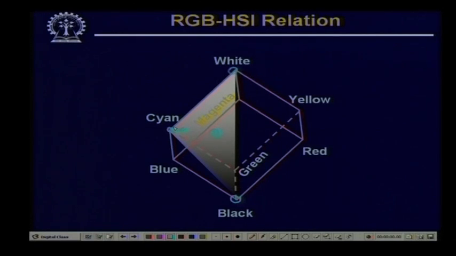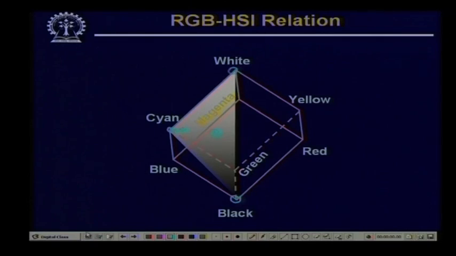So, here you find that if I rotate this particular plane around the intensity axis by an angle of 360 degrees, then I will trace all the possible points that can be specified in the RGB color space. And by rotating this plane by 360 degrees around the intensity axis, I can generate all possible hues corresponding to every possible RGB point in the RGB color cube.